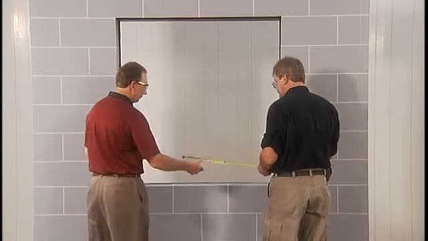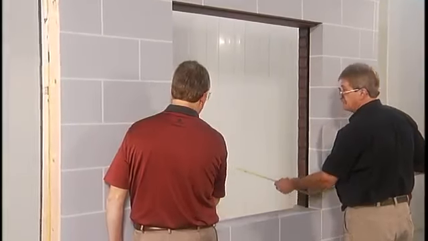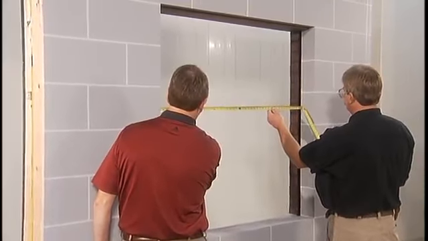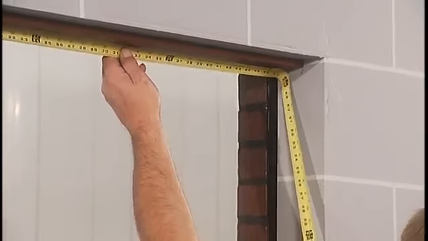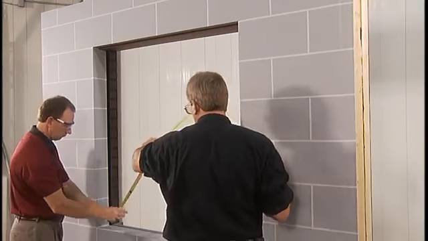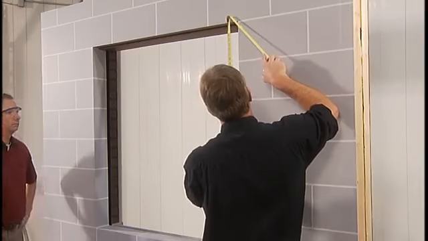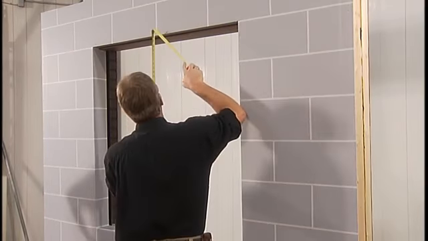Subframe systems are to be ordered by rough opening size only. When measuring the rough opening, look for the smallest rough opening size. Measure in at least 3 locations, both in width and height. Typically, the outer edges of the opening and the center of the opening are checked.